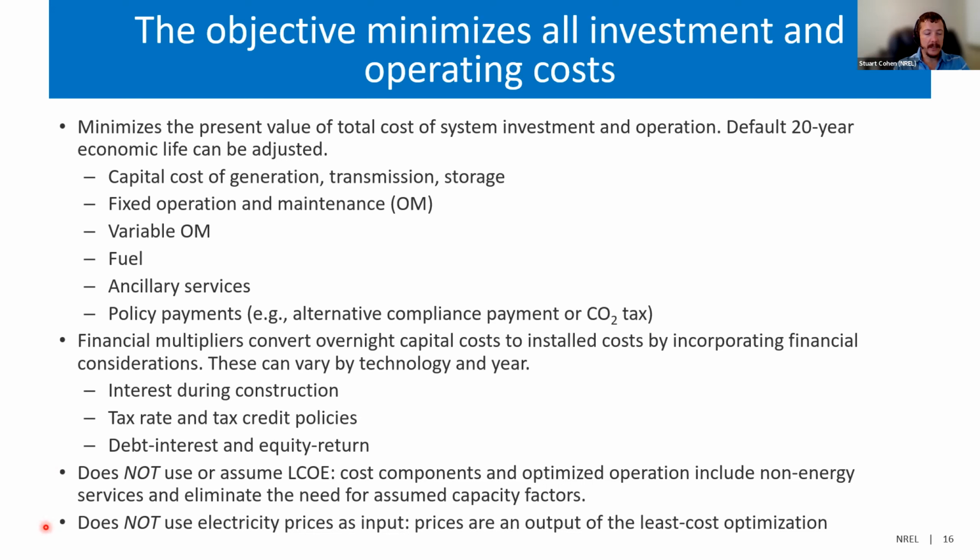Another thing to be clear of is that electricity prices or any kind of marginal price or cost metric are also outputs. These are not inputs, and so this is not a price taker model in any form. It's simply a least cost model subject to constraints. And those constraints effectively define what the prices of the different services on the grid would be. So that's what the objective is doing.